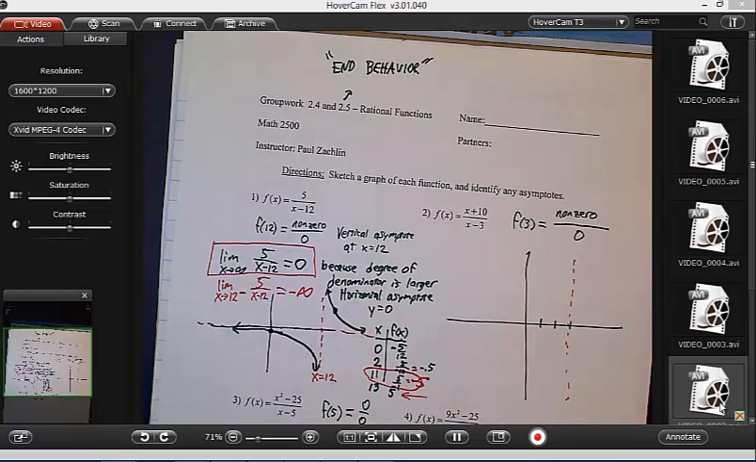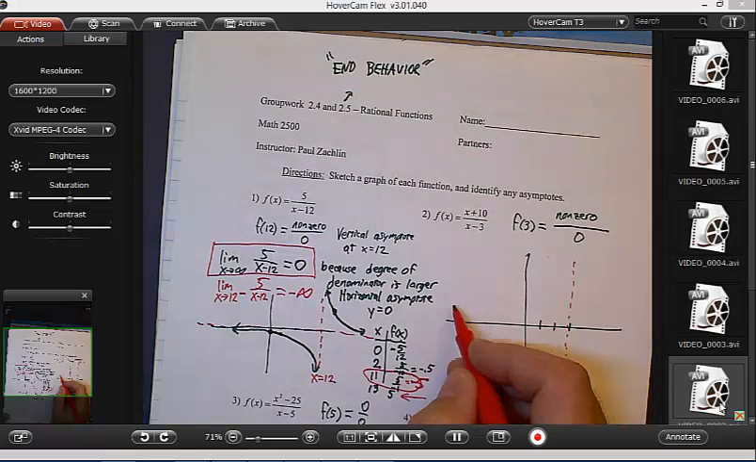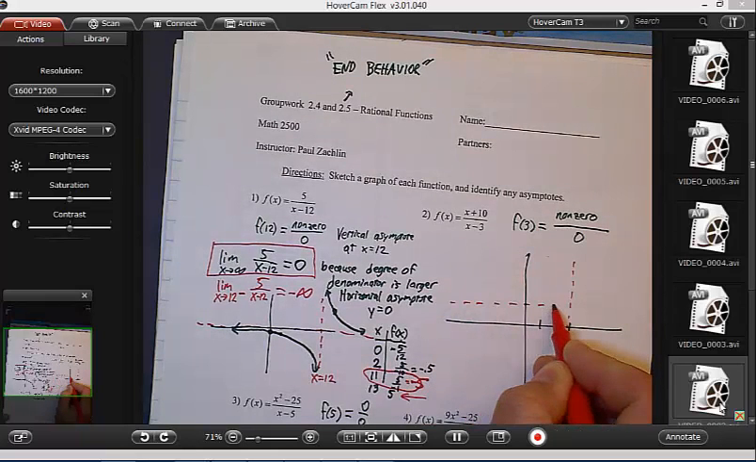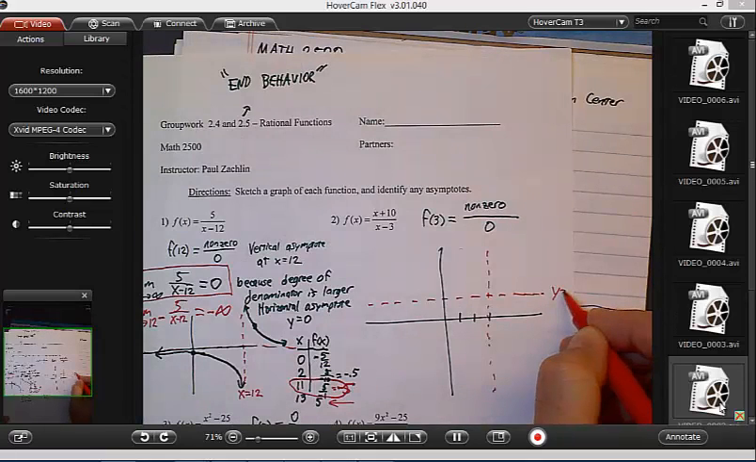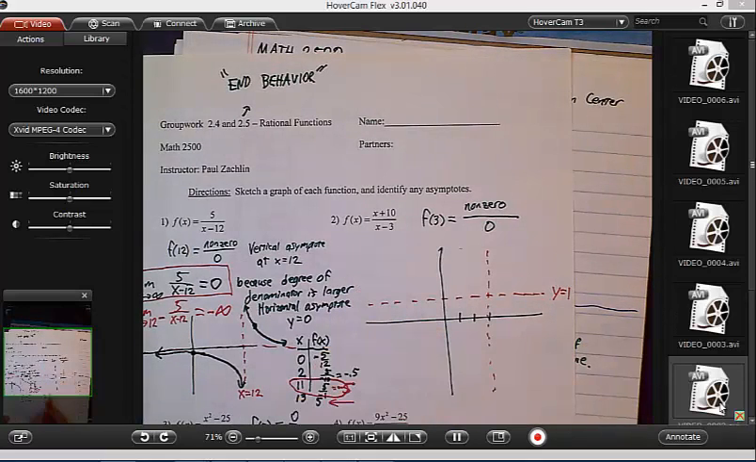Well, this is, yeah, go ahead. Y equals 1. It is y equals 1. How do you know? You've learned this before. What did you learn before? You kind of ignore the plus 10 and minus 3, and then it's just x over x. Yeah.